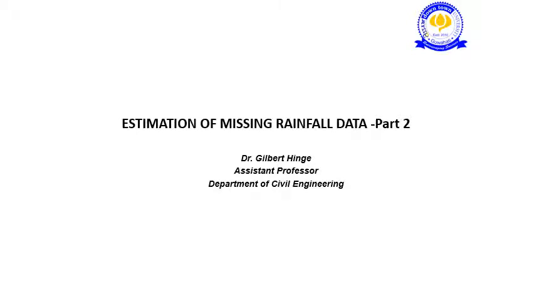Welcome to the second part of the video lecture on estimation of missing rainfall data. So here in this lecture, we will check whether the rainfall data is consistent or there is some inconsistency in the data set. For that purpose, we will use what is known as the double mass curve.